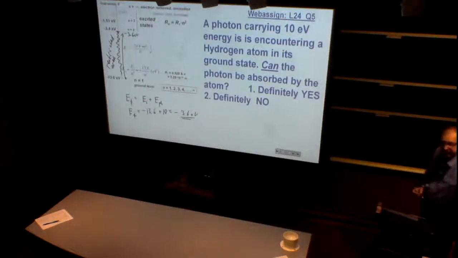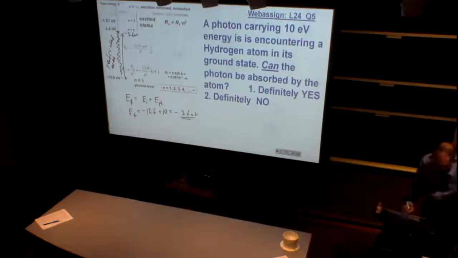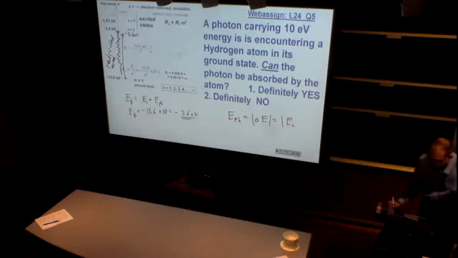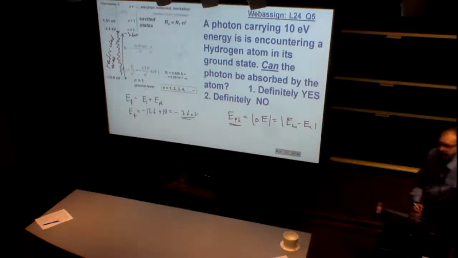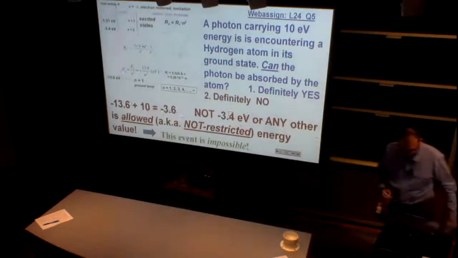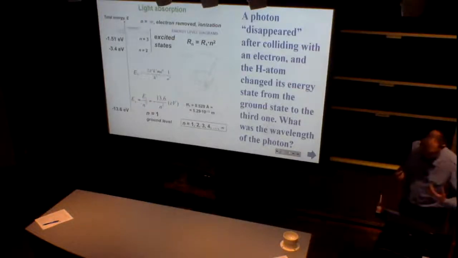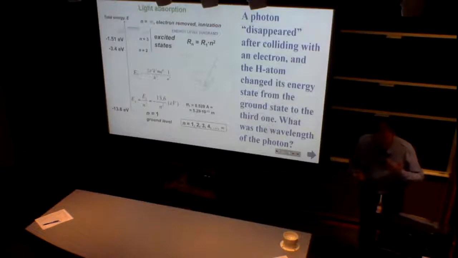Only a specific energy should a photon have in order to excite an electron. And those specific energies for a photon must be equal to, depending on how it changes, the difference between two energy levels, like energy level M and energy level N. Only in this situation can an atom absorb or release a photon. So this event is impossible. Now this is an example when it could happen.